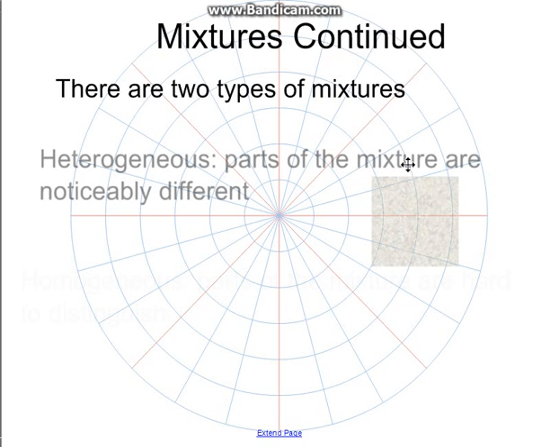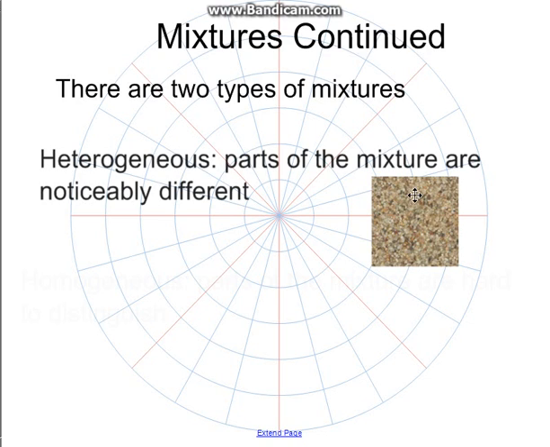So if you look at this picture that's coming into view right now, this is a close-up picture of sand. And you can tell looking at the sand that some of the pieces are white, some of them are light brown, some are dark brown, and some are black. This is a mixture where it's easy to tell that there are different things mixed into it, which is why we call it a heterogeneous mixture.